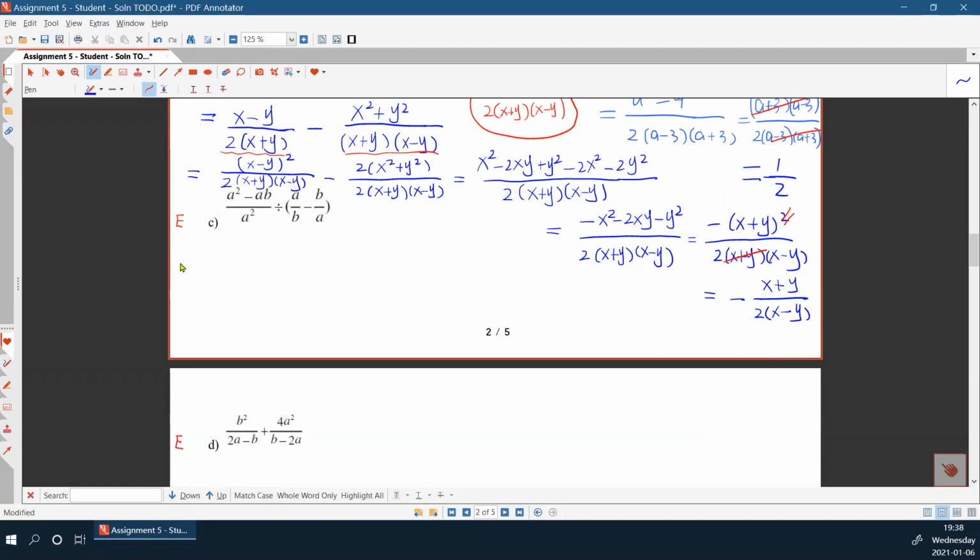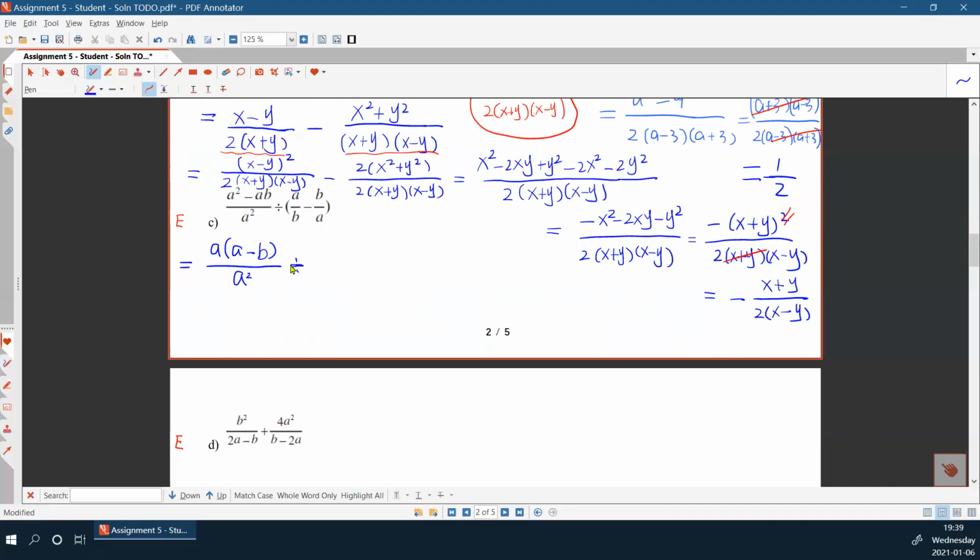Okay, next one. Follow the same principle. First of all, let's factor each term first. First term becomes a times a plus minus b, right? And for the denominator, that's a squared, right?